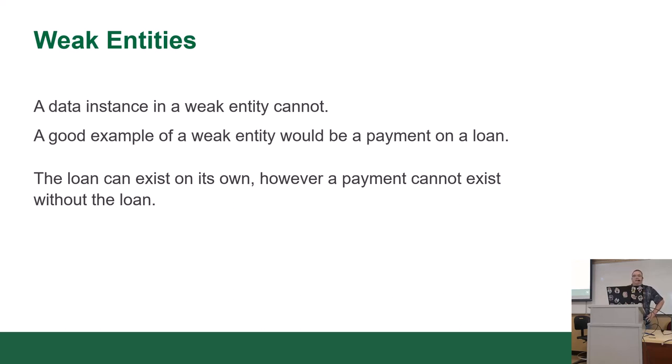Essentially a weak entity is a piece of data that cannot exist without something else defining it. A good example is a payment on a loan. For example, a loan is a strongish entity. The bank has it, it exists by itself, more or less. A payment, on the other hand, cannot exist without a loan.